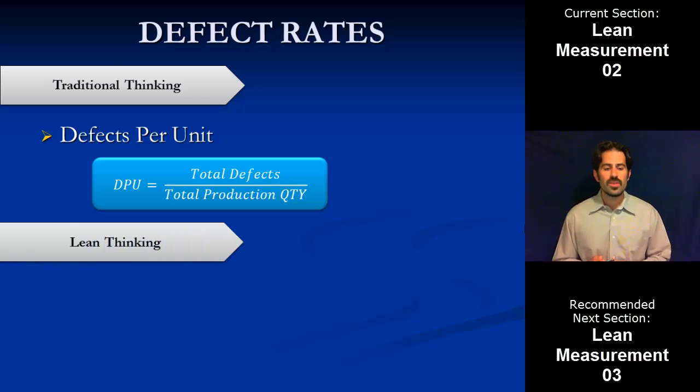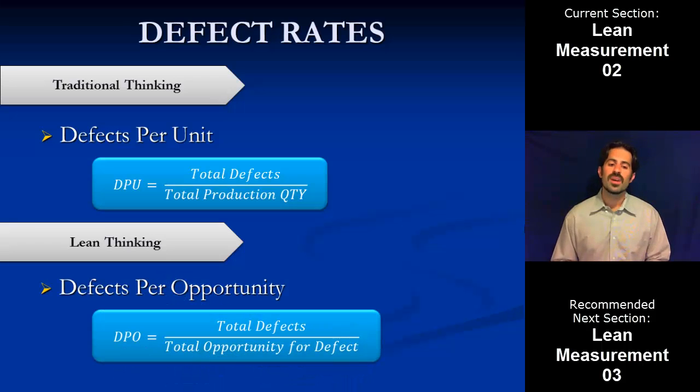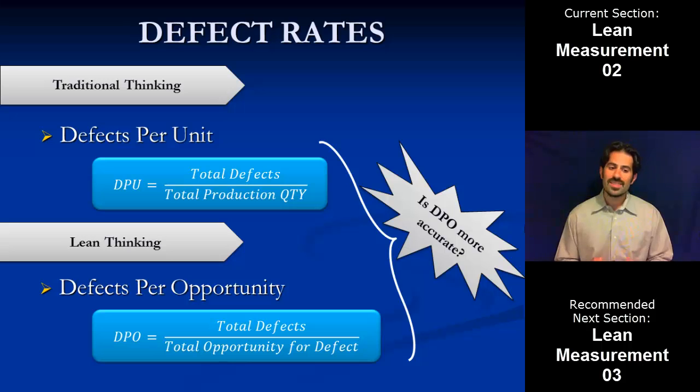But what we really want to do in lean thinking is shift the way we think about that. Instead of defects per unit, we want to think about it in terms of defects per opportunity, which is just the total number of defects divided by the total opportunity for defects. And we really want to think about, is DPO, defects per opportunity, more accurate?